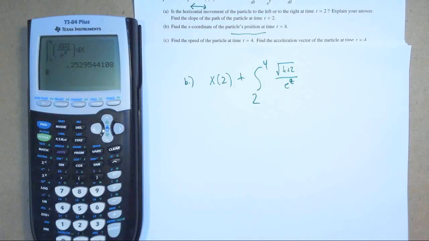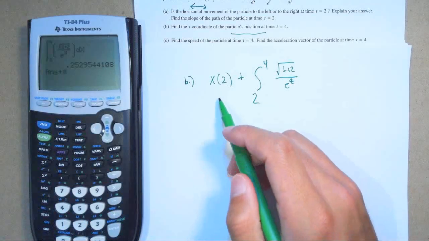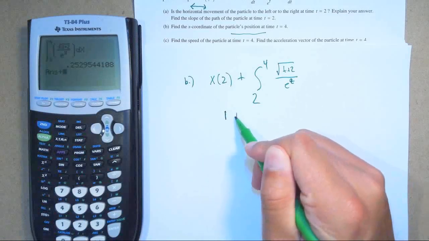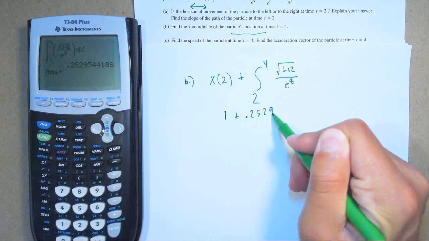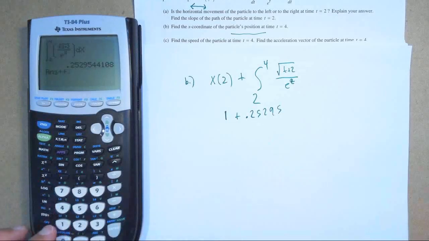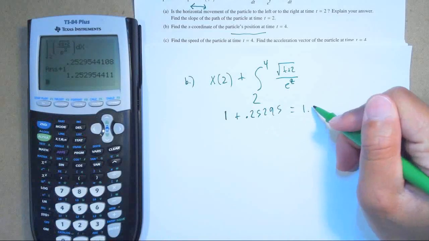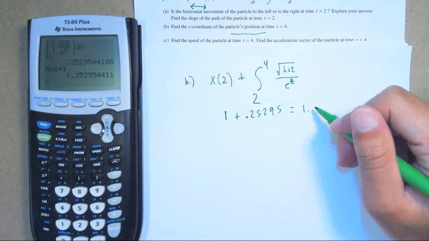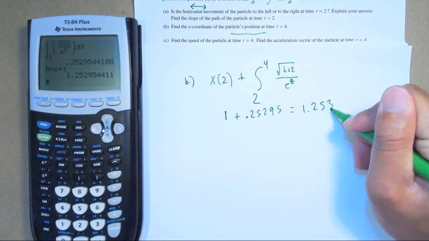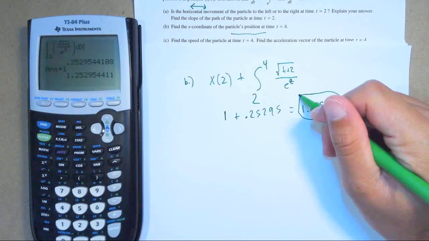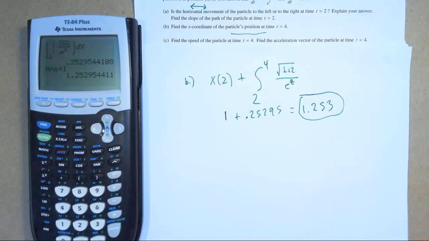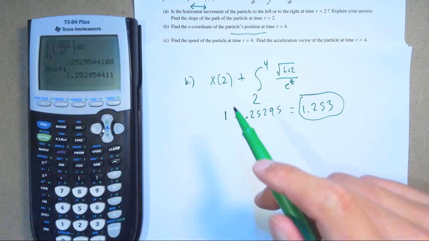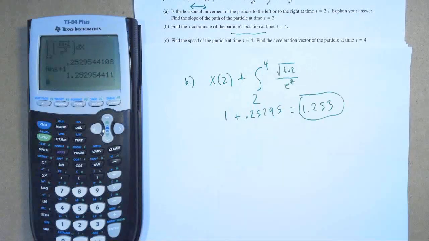But remember, we have to actually find the position, so we have to add the initial. Remember, x of 2 was what value? 1. So 1 plus 0.25295, etc. Add 1 to it, and that's going to give me a value of 1.253. Remember, in AP Calculus, you need to round to at least 3 decimal places. And that is my position for the x-coordinate at time t equals 4. So once again, whenever they ask you for position, take account of the initial plus the value that you're trying to get to.